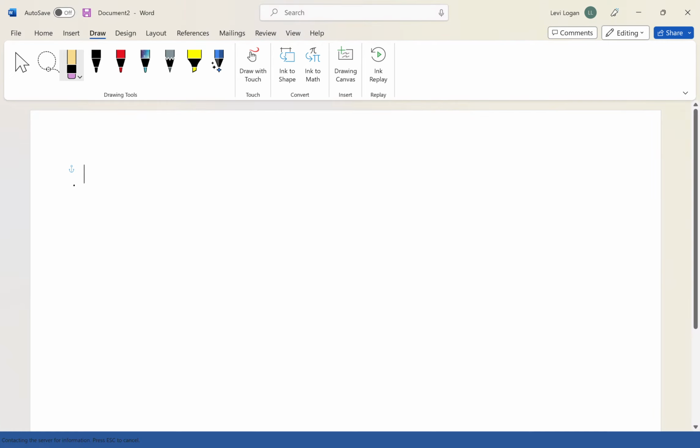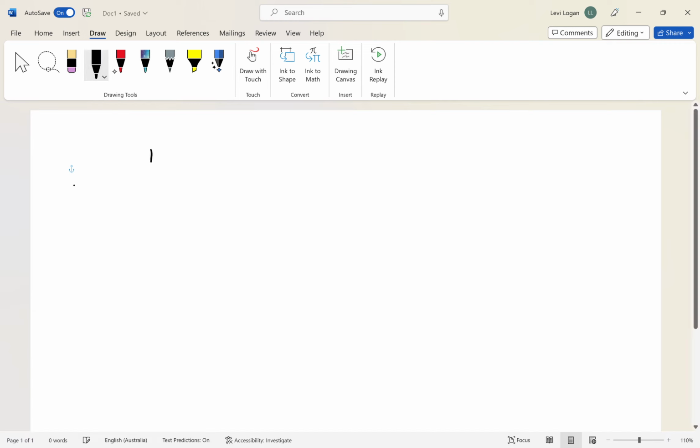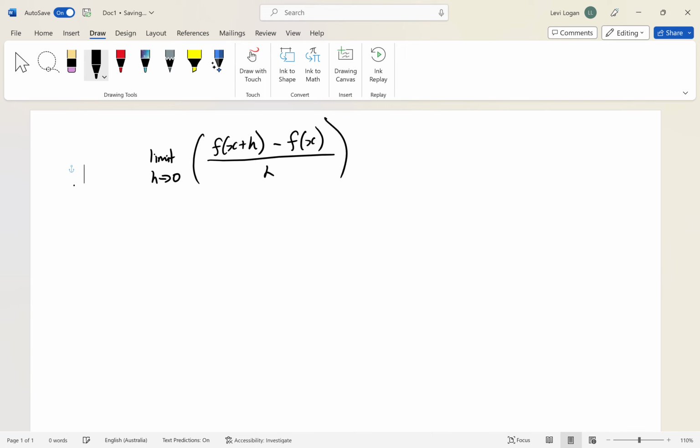All right. Let's take a look at the first principle. In the last video we discussed that the gradient at any point is the limit as h approaches zero of f of x plus h minus f of x all over h.